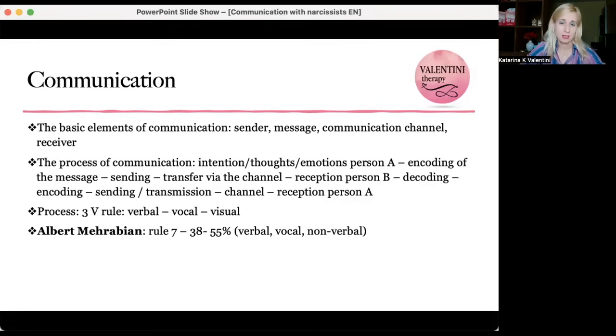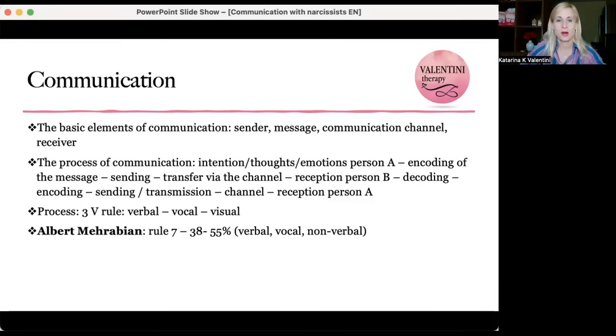38% is represented by vocal communication, so the tone of voice and the pace of talking, and 55% goes to visual communication, body language. You have to keep all of that in mind because, like we talked about before, narcissists can be very empathic, meaning they can attune to what you are feeling and experiencing very well.